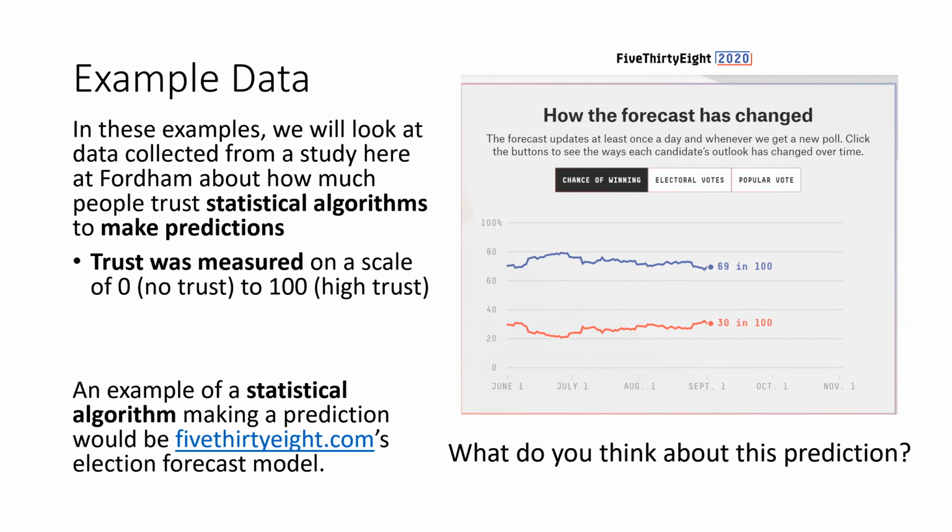The example data that we're going to be using to illustrate how to do this in SPSS comes from a study that we did here at Fordham that tested people's trust in statistical algorithms to make predictions about different types of events. Trust was measured from 0 to 100, and an example of a statistical algorithm making a prediction would be something like 538.com's election forecast model. So here you see on the right what this forecast looks like, and this is a statistical model that's predicting the outcome of the upcoming election. And you might want to take a second to think about what you think about this model or what you think about models doing predictions on elections means to you.